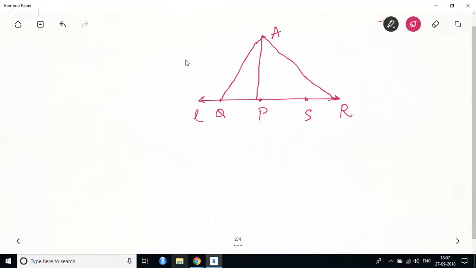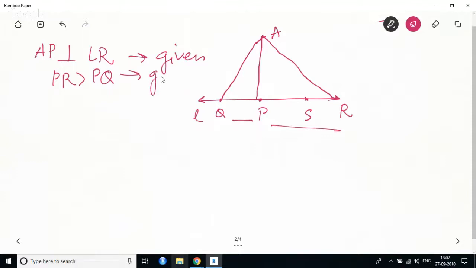In triangle AQR, AP is perpendicular. So AP is perpendicular to LR. And this is given to me. What more has been given to me? That PR is greater than PQ. This has been given to me. It means that this is greater than this. What I have to prove is show AR is greater than AQ. Now, how do you prove it?